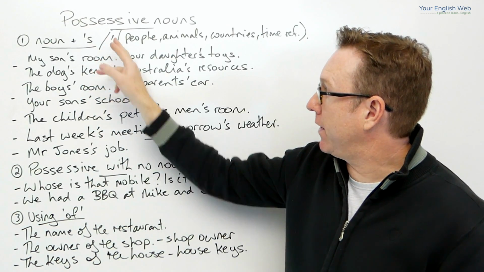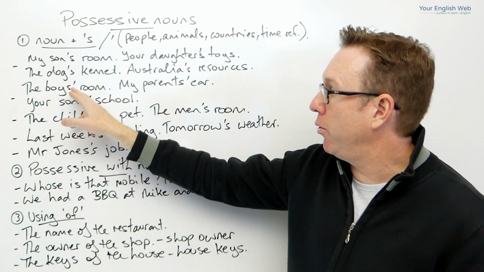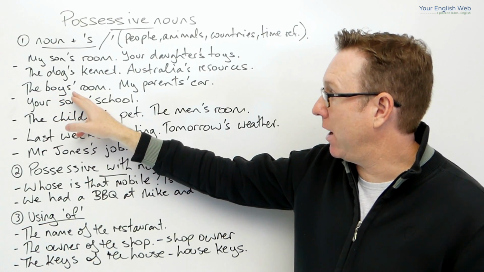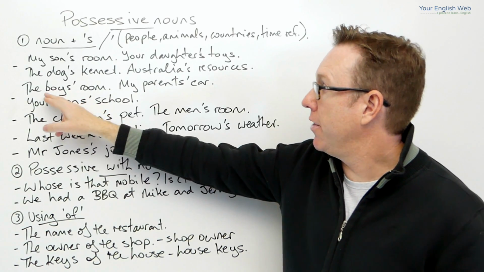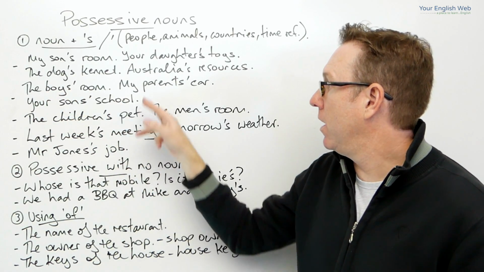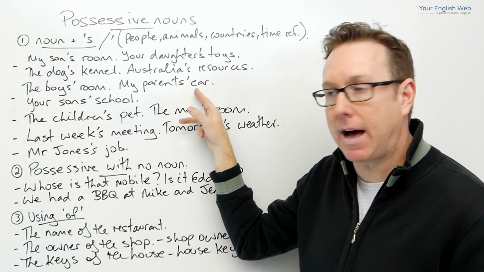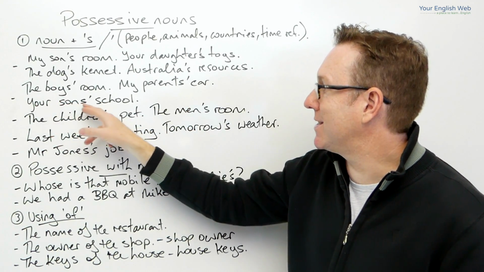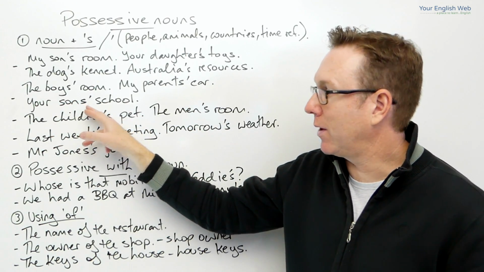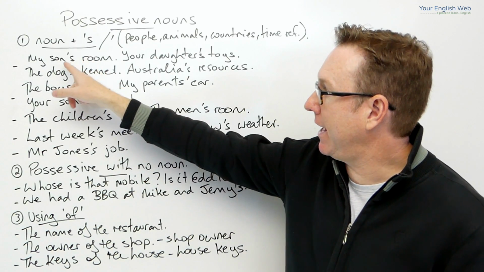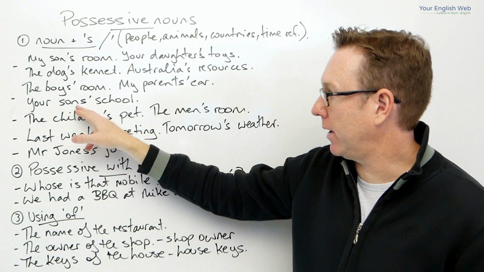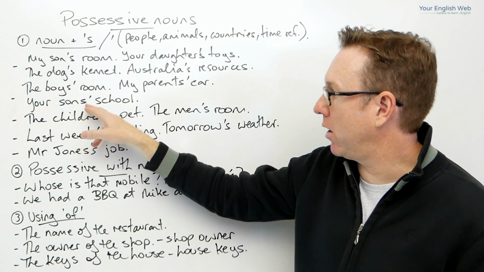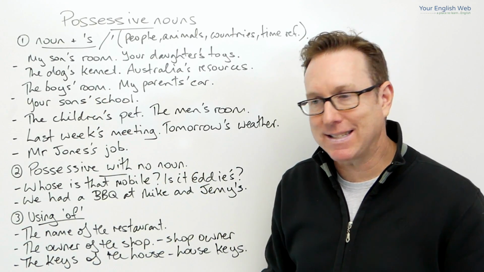Now, the apostrophe structure after plural nouns, okay? Plural nouns that finish in S, of course. The boys' room, my parents' car, okay? Or your sons' school, okay? Here, one son. Here, two sons, okay? So therefore, the apostrophe goes after the S.